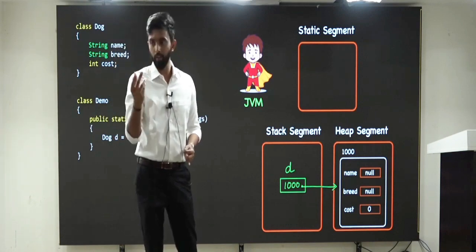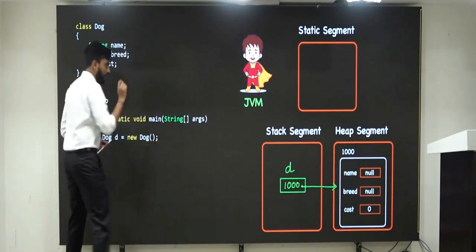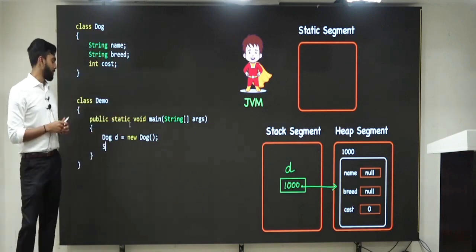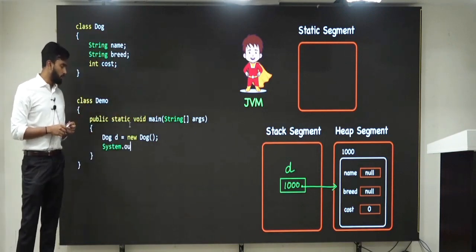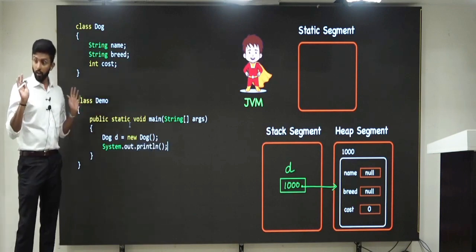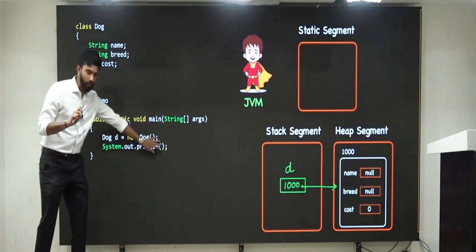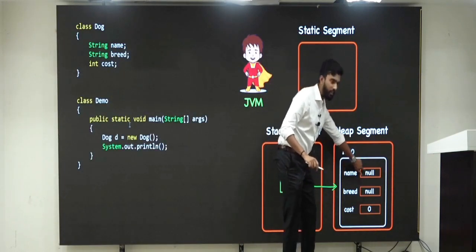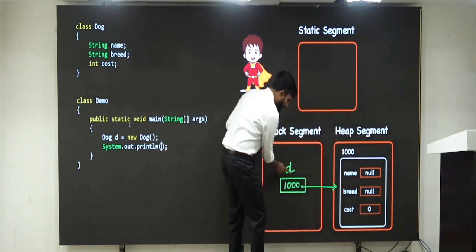System.out.println. I should print. Now watch it. I am going here. And in the next line, I will tell system.out.println. I'm printing. Now what to print? Watch it. Come inside. See here. I want to print whatever is inside name. How?